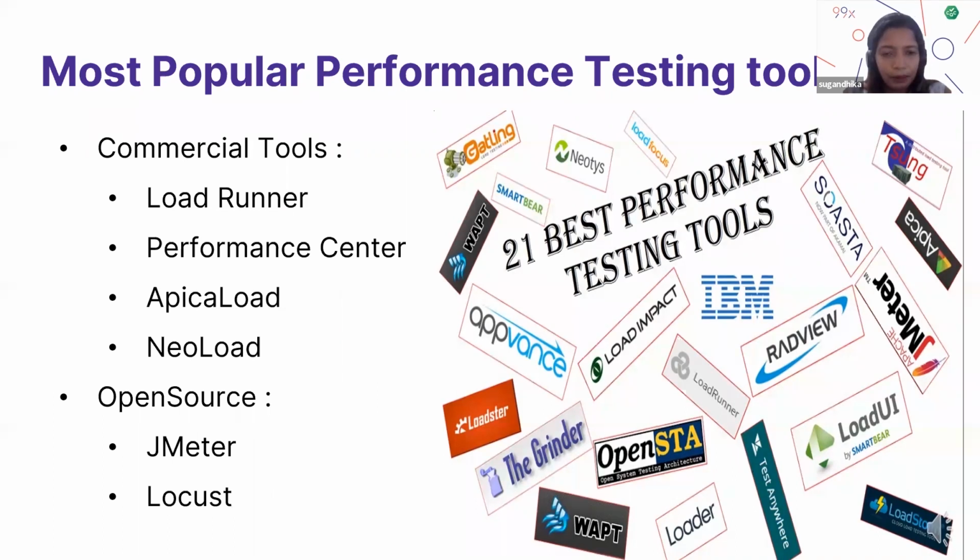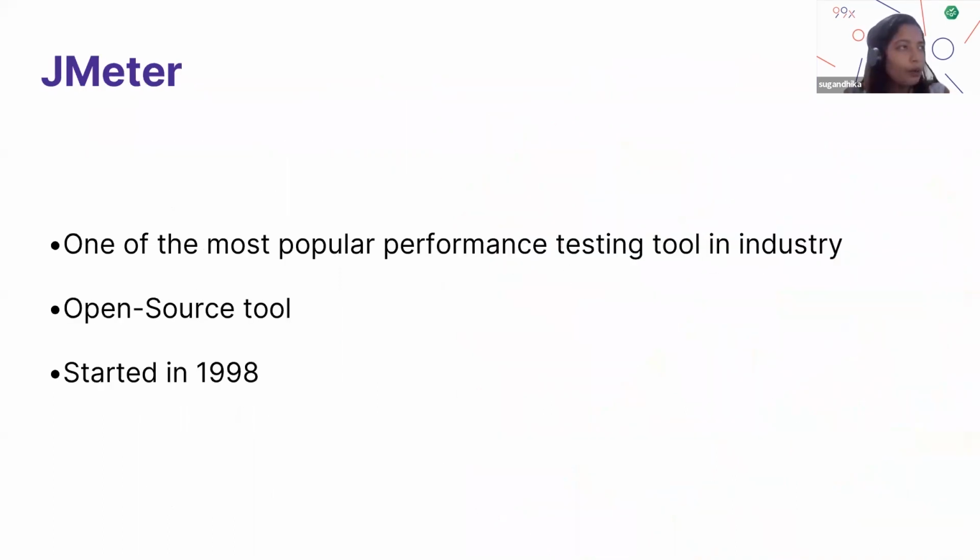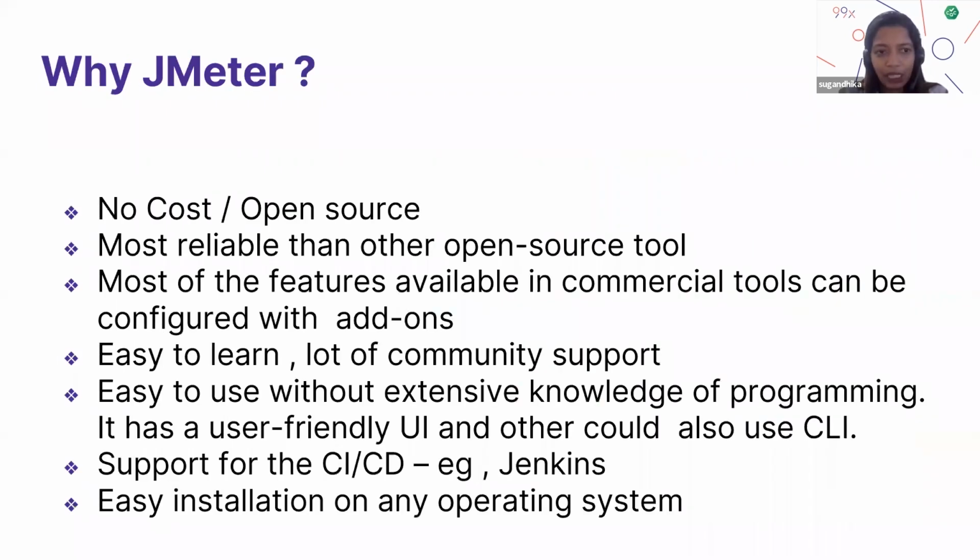So to start with JMeter, I think we should know about the history. It's the most popular open source performance testing tool in the market, and it started in 2019. Okay, why should we select JMeter? It's open source and it is the most reliable tool compared to other open source tools. There is a lot of community support available, and we can do most of the features that are inbuilt with the commercial tools.